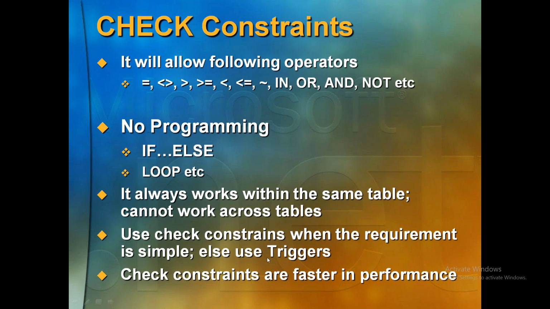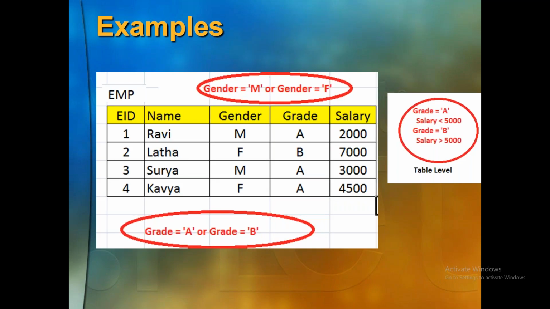Use check constraints when the requirement is simple, else use triggers. Check constraints are faster in performance. So what is the meaning of this? Check constraints are simple mathematical expressions that you can implement as part of your databases and tables. Whenever you insert data, SQL Server will ensure it has proper values. If you enter a negative number in the salary, it will say salary has to be a positive number. So I write the expression salary greater than zero, like that. Clear? Check constraints are very good for simple mathematical expressions.